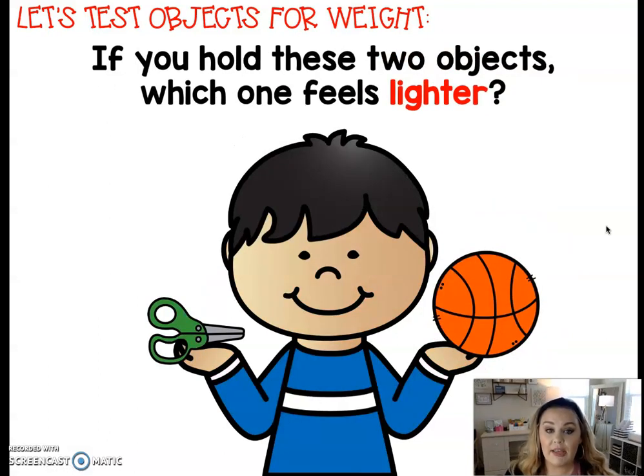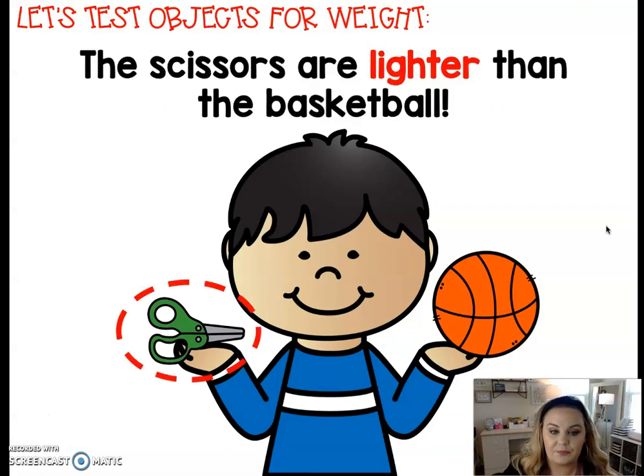If you hold these two objects, which one feels lighter? So if you had a pair of scissors and a basketball, which one feels lighter? Very good, the scissors. So we put our circle around the scissors. The scissors are lighter than the basketball.